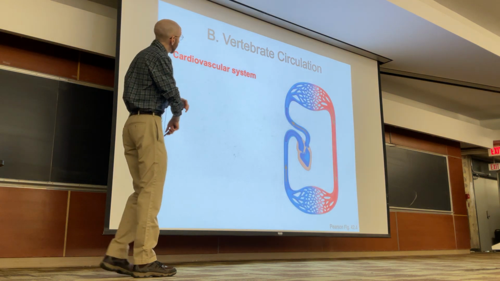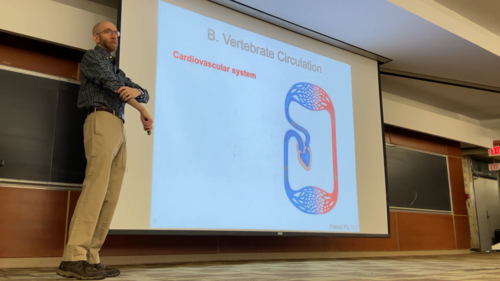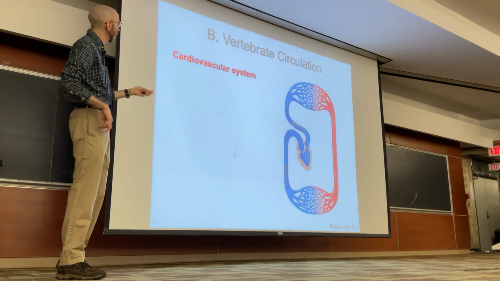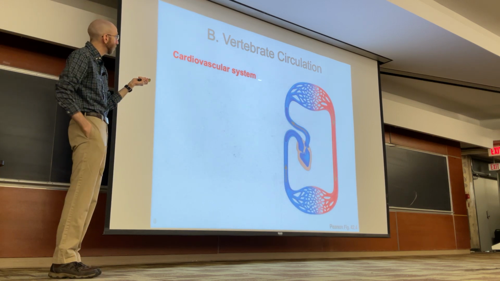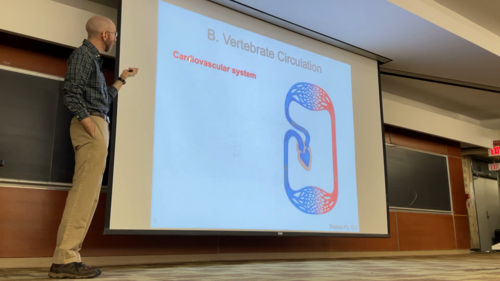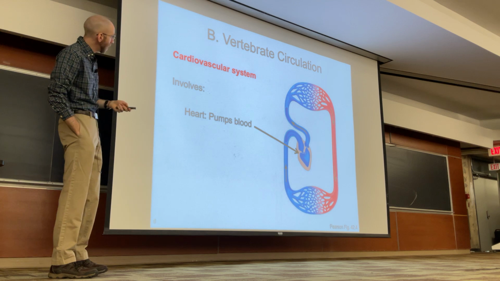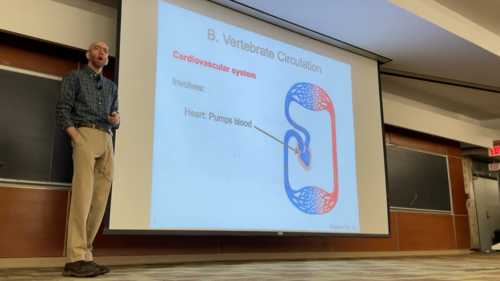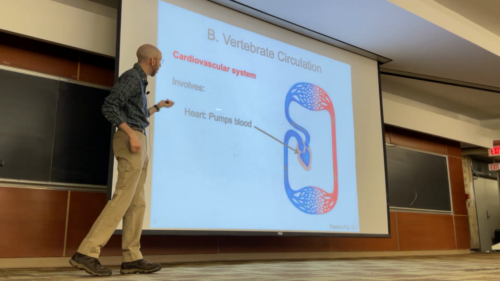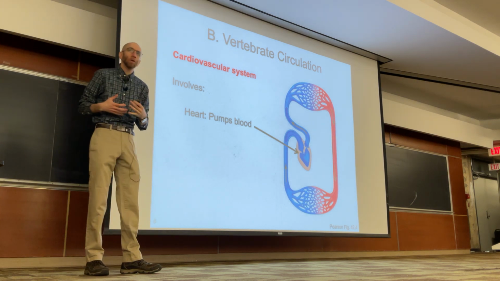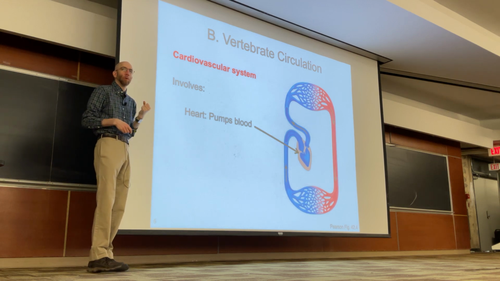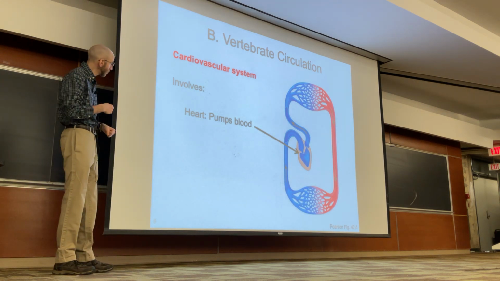All right. So let's talk about how vertebrates do this. The system that is responsible for circulation in vertebrates, we call it the cardiovascular system. Cardio means heart, vascular means blood vessels, so the heart and vessel system. So there's 3 parts to a cardiovascular system. The first is going to be the heart, which again is the muscular organ that pumps the blood. It's responsible for the mechanical force of circulating fluid.